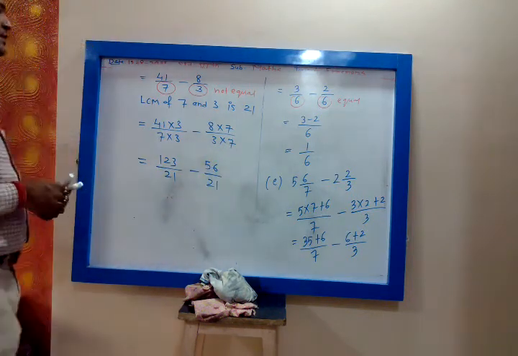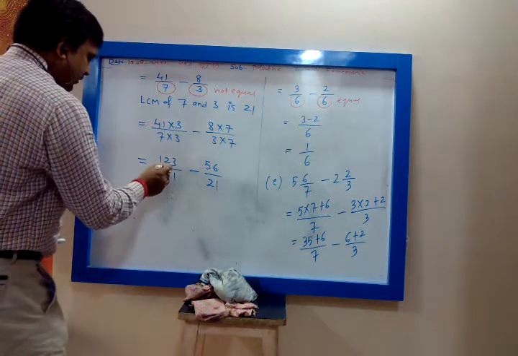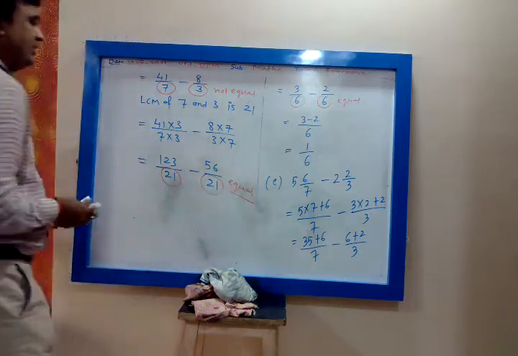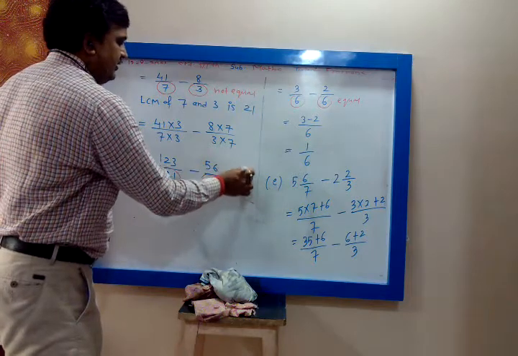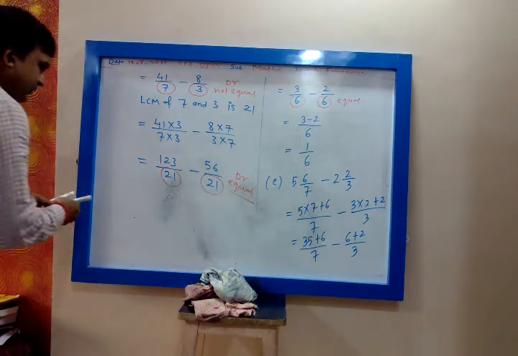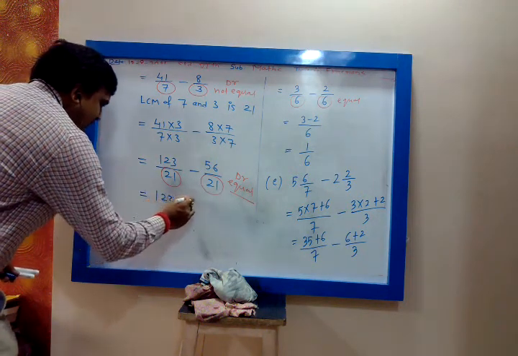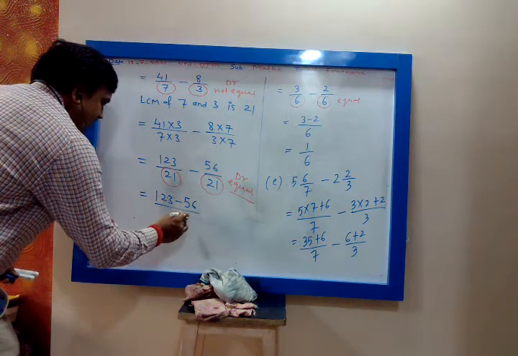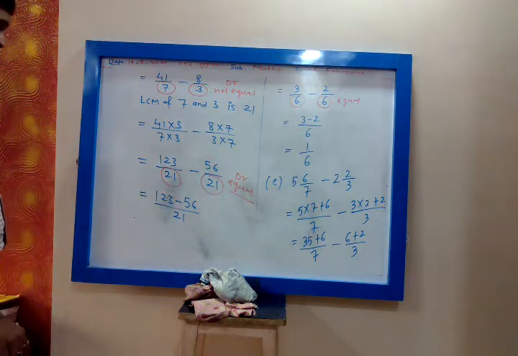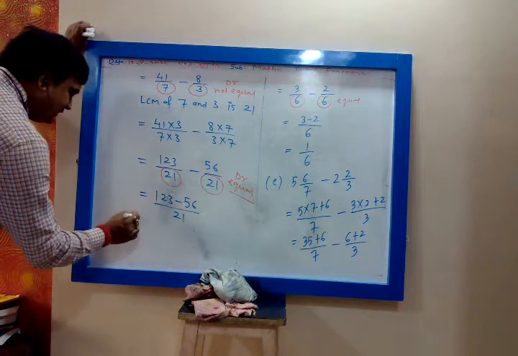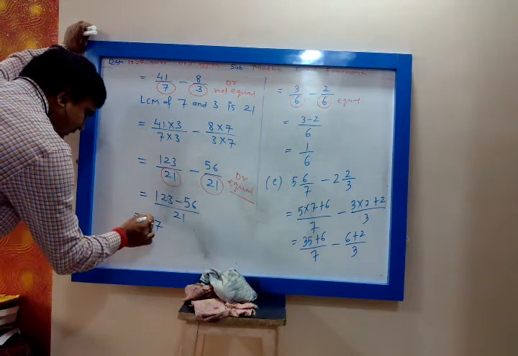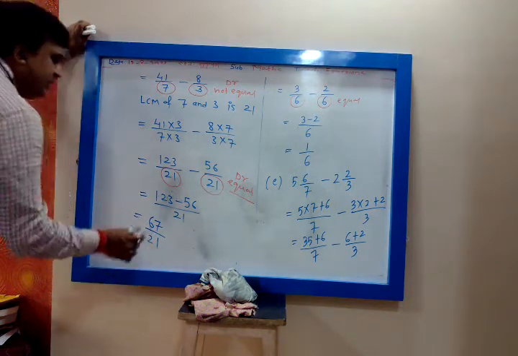Now you check whether the denominators are equal. Yes, equal. 21, 21. So when denominators are equal, simplify the numerator. That is 123 minus 56 upon 21. Do they have the same sign or opposite sign? Plus and minus, opposite sign. 123 minus 56. So 13 minus 6 is 7. Then 11 minus 5 is 6. 67. 67 upon 21.